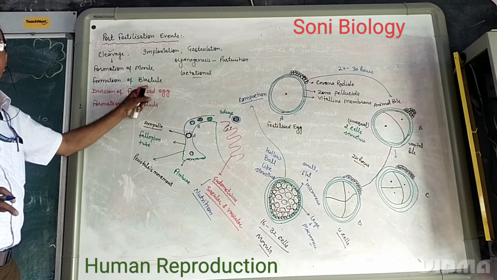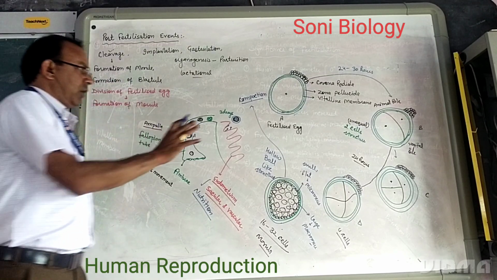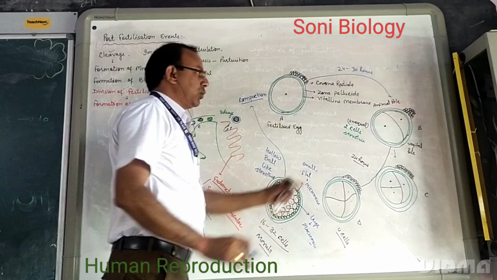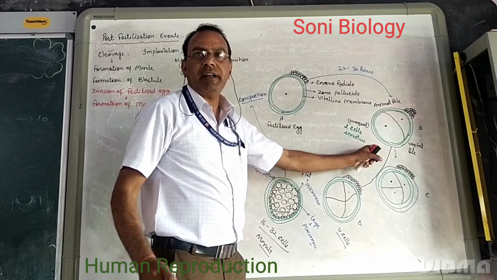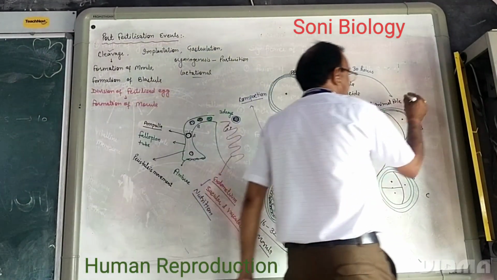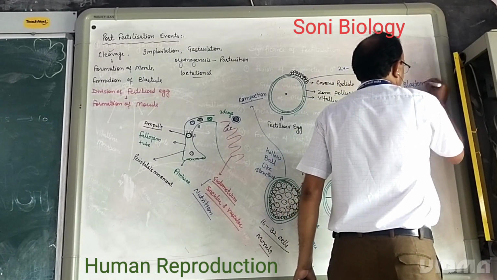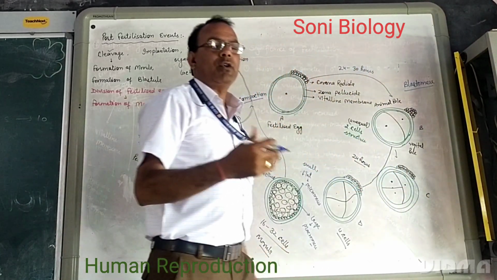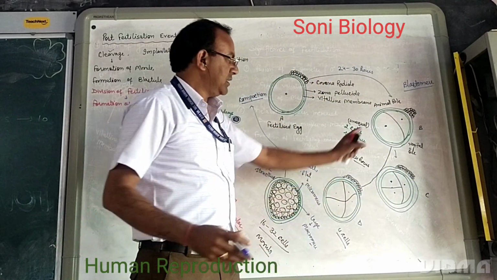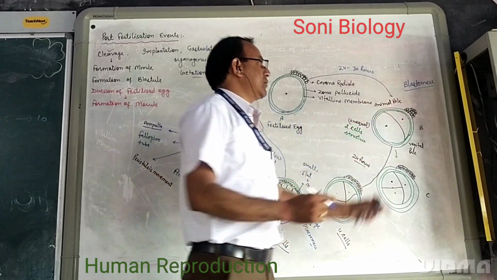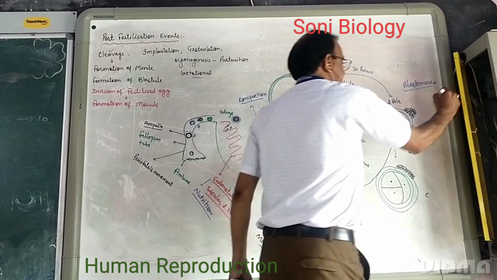Formation of blastula. First of all, as one cell divides into 2 cells, this is called a 2-cell structure, and the cells are also called blastomeres. Blastomeres go from 1 to 2 cells, 2 to 4, 4 to 8. These divided cells are known as blastomeric cells.